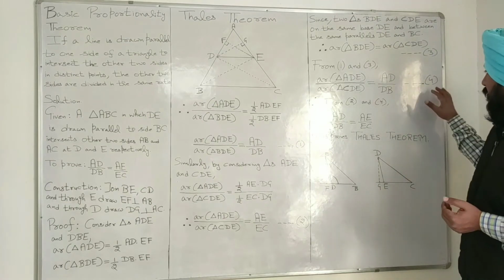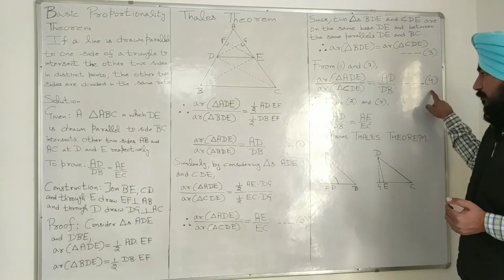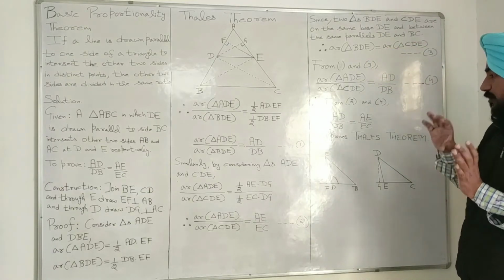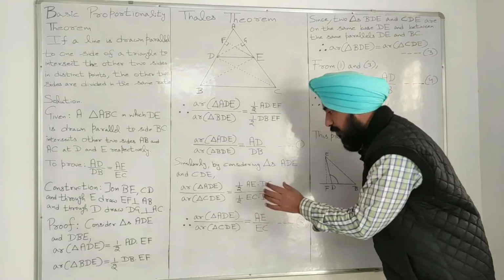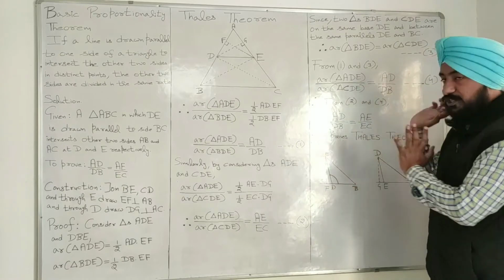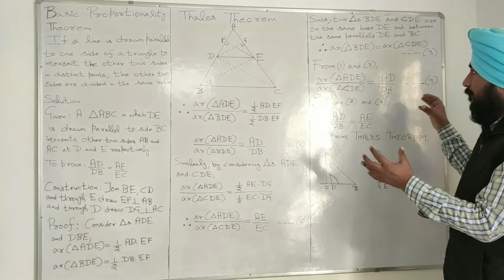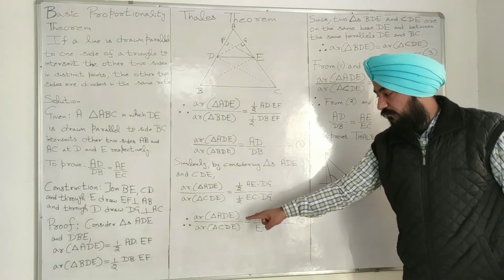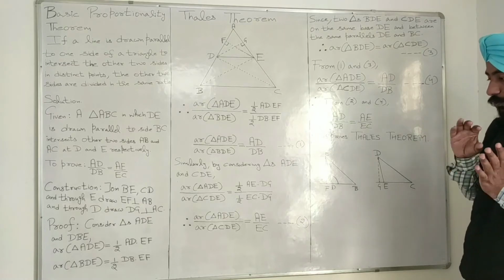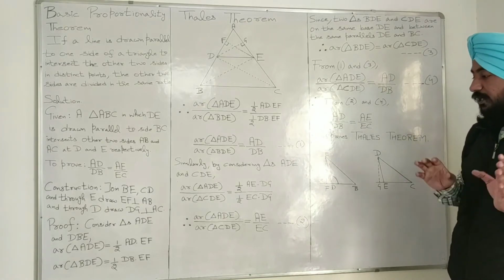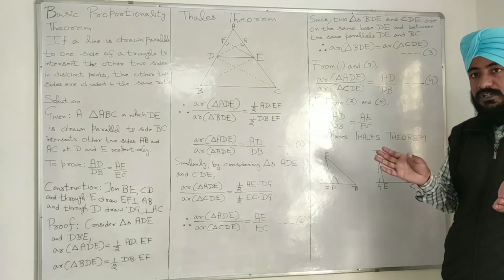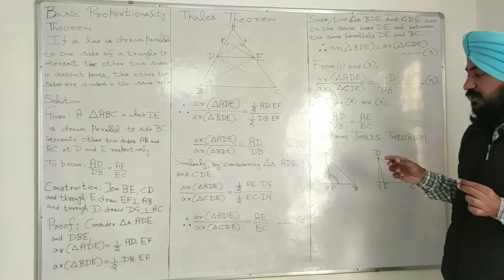Now therefore from 2 and 4, this is the equation number 4 and this is the equation number 2. Please see here, students, in the equation number 2 and equation number 4, this left hand side, area of triangle ADE upon area of triangle CDE, is same in both the equations. The left hand side of equation number 2 and equation number 4 is same. It means the right hand side of both these equations should be same, because the left hand side is same in both the equations.